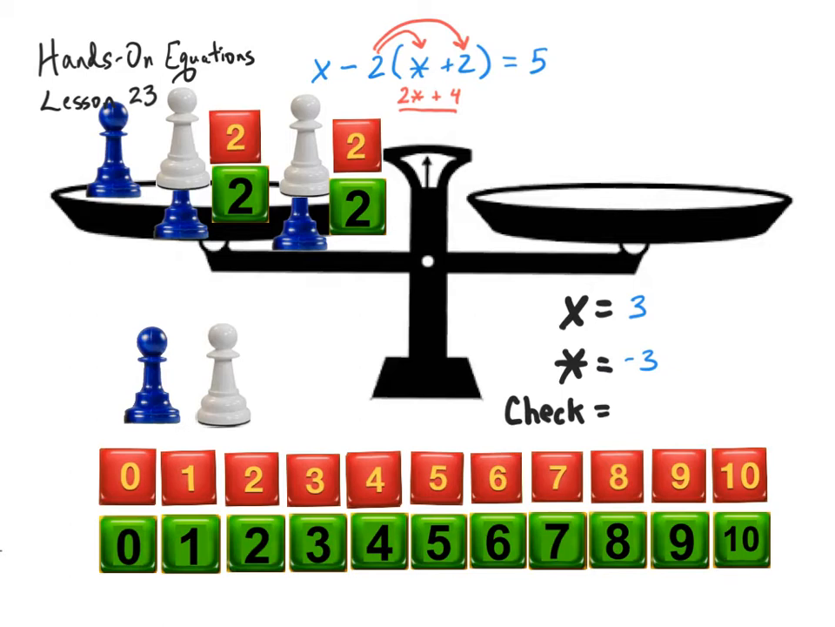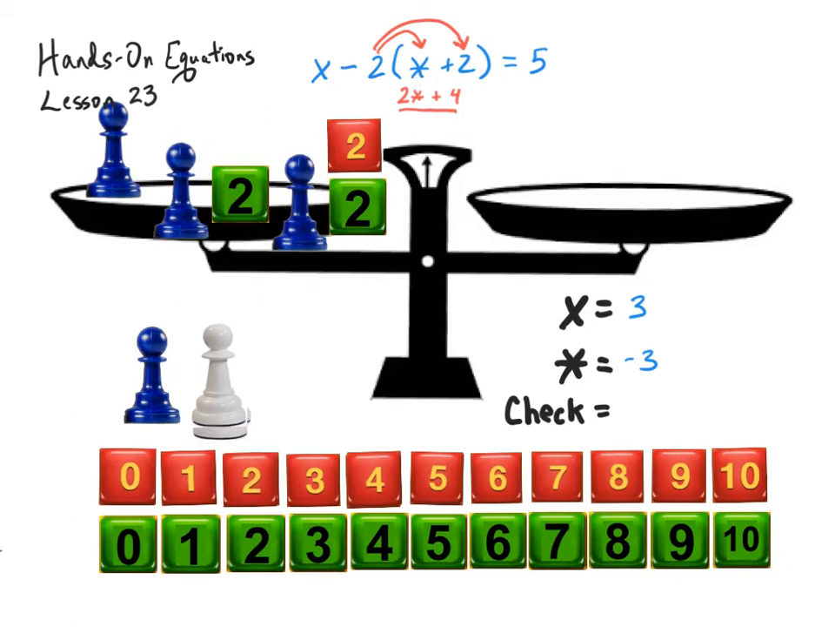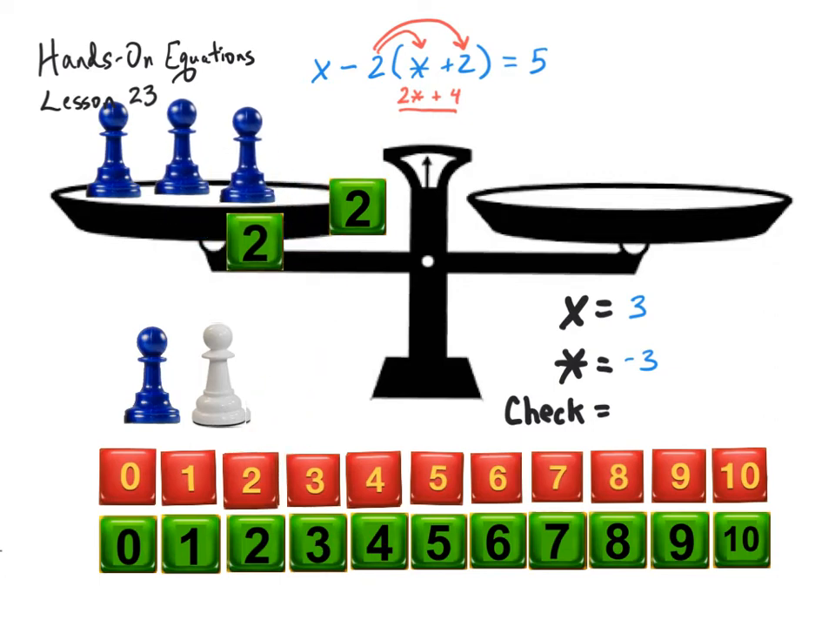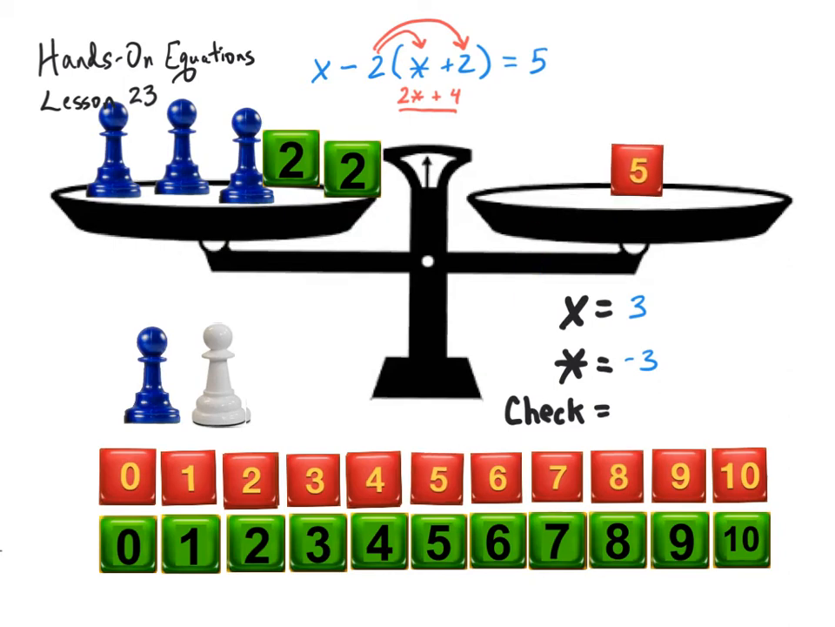So now I'm ready to subtract my star plus 2 twice. So star plus 2, and then twice, star plus 2. So now I've got my setup on the left-hand side, and then on the right-hand side we just have a positive 5. The x's were each worth 3.